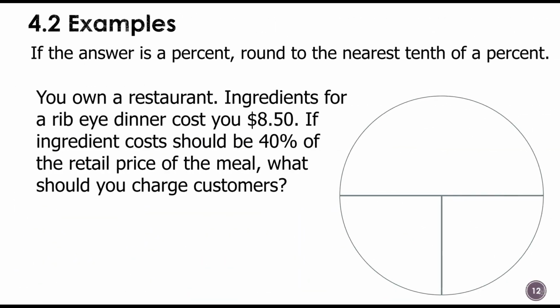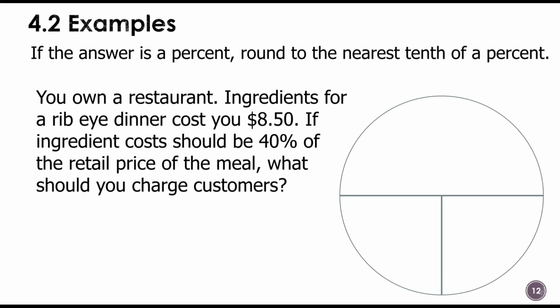All right, on this one, I'm just checking to see how many are going to be on this video. You own a restaurant. Ingredients for a ribeye dinner cost you $8.50. If ingredient cost should be 40% of the retail price of the meal, what should you charge customers? Okay, so let's figure out how we're going to set this up.